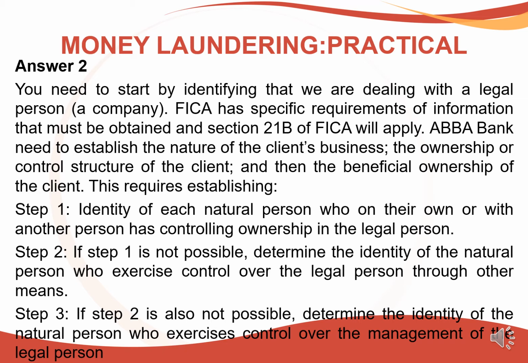So remember what we've been telling you now for a while, that in all of your questions you must give us authority. So your authority in this question would be section 21B of FICA. Now, what do you need to establish? Firstly, the nature of the client's business, the ownership or control structure, and then the beneficial ownership of the client. So, firstly, identify each natural person who on their own or with another person has controlling interest or controlling ownership in the legal person.